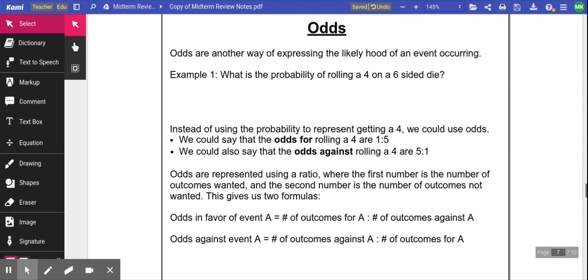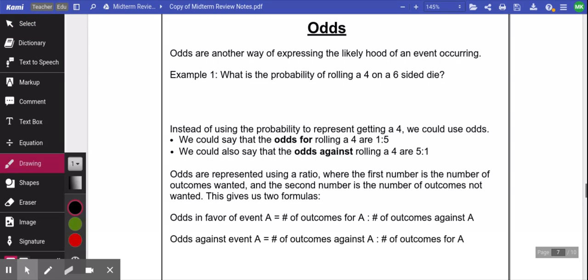Odds. Odds were another way of describing probability, right? If we think about probability as the chance of something happening, the likelihood that something will happen, odds is doing the same thing. It's telling us the likelihood of something happening, but instead of giving it to us in a fraction or decimal form, it gives it to us in a comparison of numbers. So if we look at this question, it says what's the probability of rolling a 4 on a 6-sided dice? There's 1 4, divided by 6. That would be the probability.